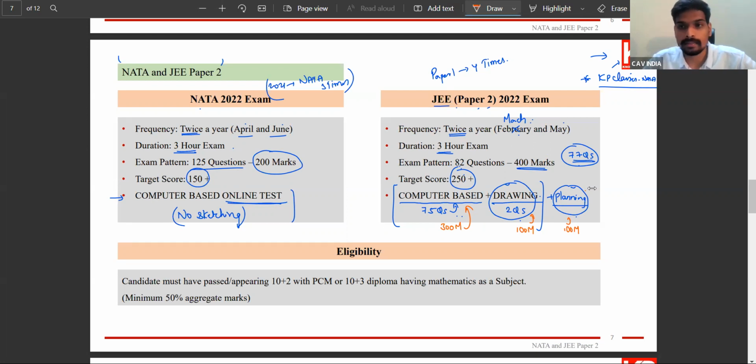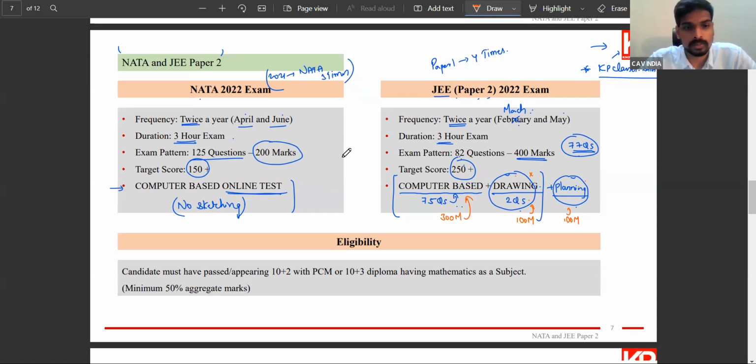Janvi, no. In the planning part, there is no sketching involved. So there is no drawing if you're applying only for B.Plan. But if you skip this drawing part, then you can apply only for B.Plan courses. If you want to apply for both, write both the exams, because you can apply for both. That's also an option. So that's about the paper pattern of NATA and JEE Paper 2.